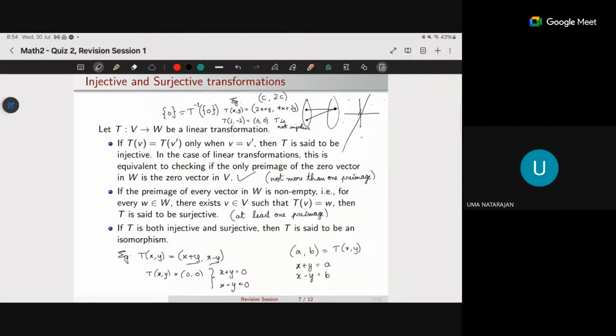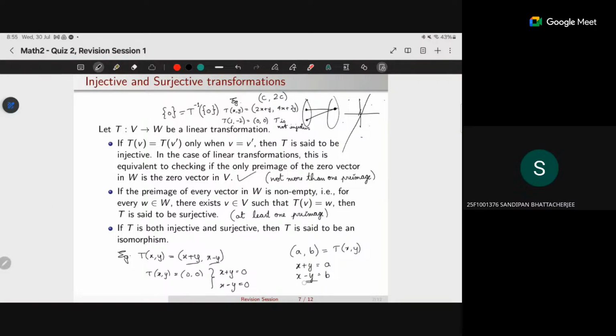But is this system always solvable? Yes. Can you explain why? We can express x as (a plus b) by 2 and y as (a minus b) by 2. You need to give x and y in terms of a and b. x is equal to (a plus b) by 2 and y is equal to (a minus b) by 2. Yeah, this is for this particular system.